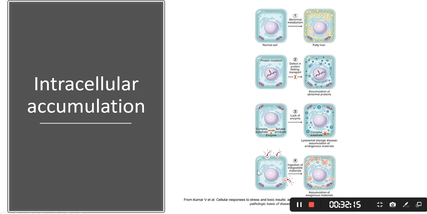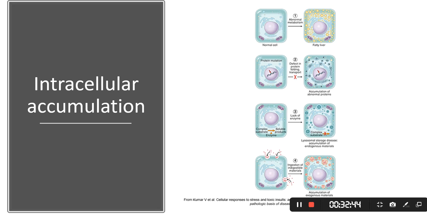The last example is ingestion of indigestible material. What it means is sometimes some materials get into the cell. The easiest example I can give is when you are breathing polluted air, there are coal particles in the air. They are so tiny that even the cilia cannot expel them. So those coal particles go into the lungs, and the cells of the lungs absorb them and they stay there.